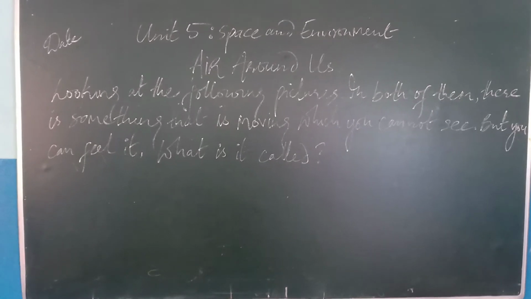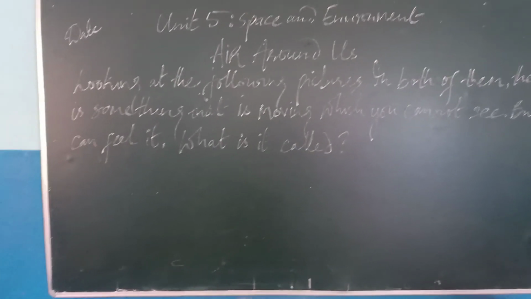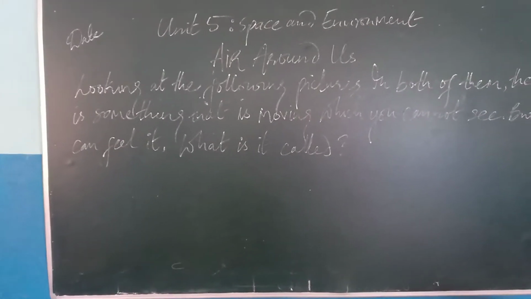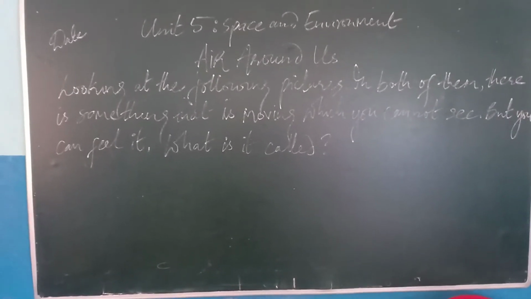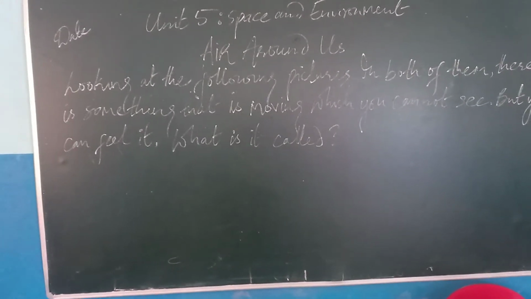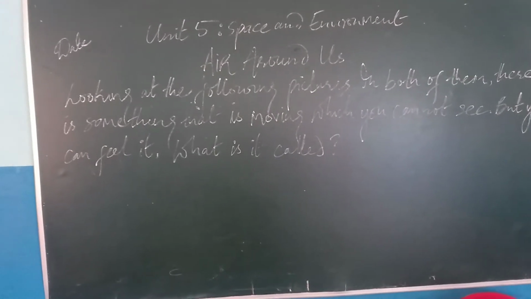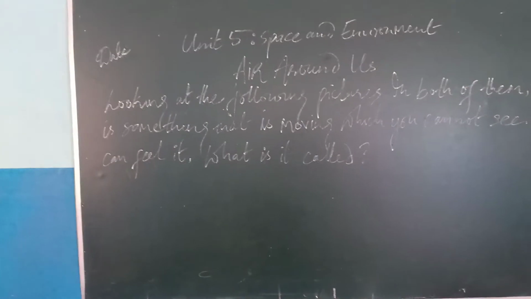Good morning, class 2. So today we're going to learn from unit 5, space and environment, and the chapter name is Air Around Us. In this chapter we're going to learn about moving air, what air actually contains, properties of air, and keeping the air clean. Okay, these are all the subtopics we're going to cover in this chapter.